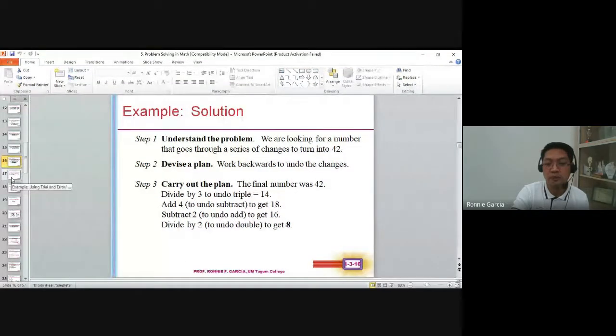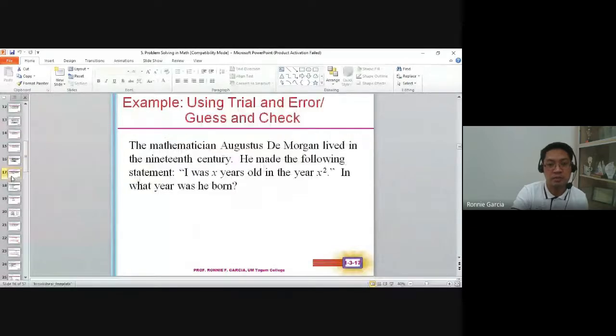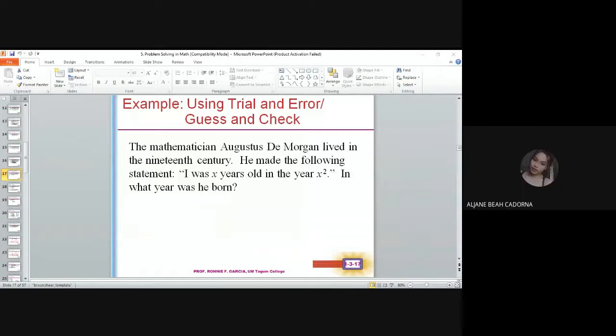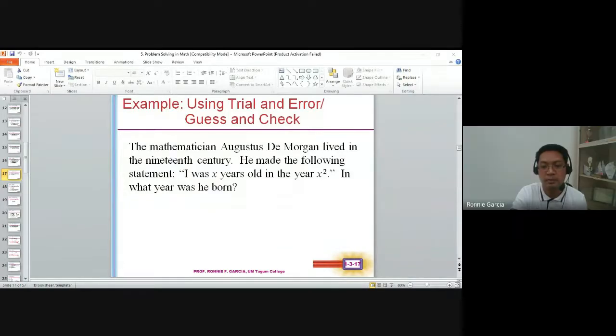This is another kind of problem. This is not working backwards anymore. But this can be solved using the suggested strategy using trial and error, or you can have guess and check. Kindly read the problem. May I request, naa ba diri si Cadorna Aljane? Yes, sir. Kindly read the problem.